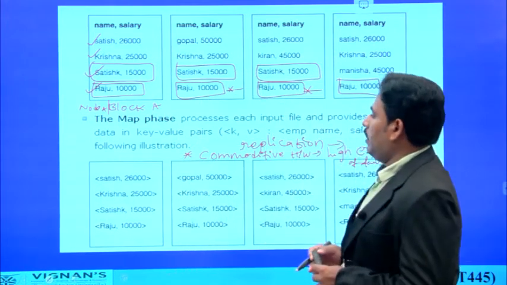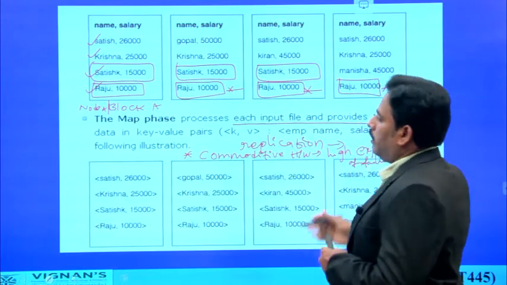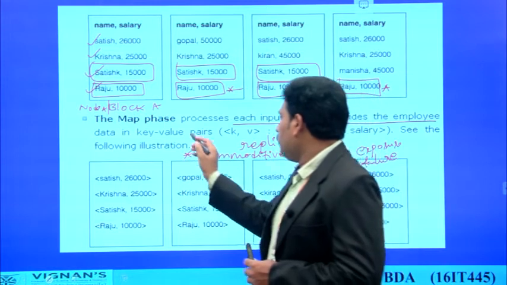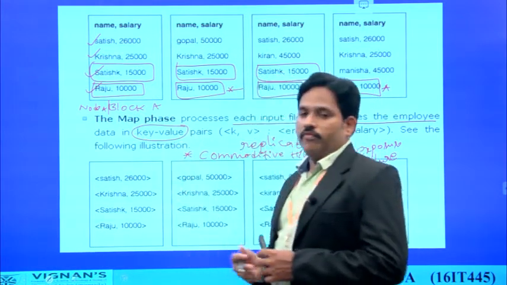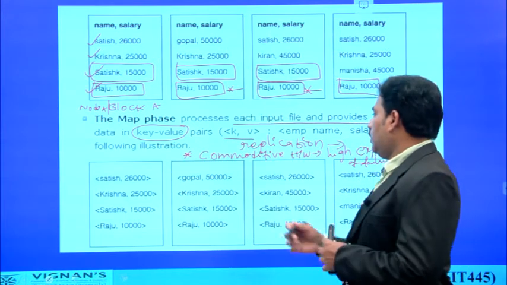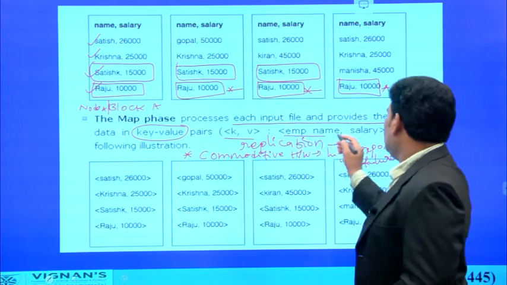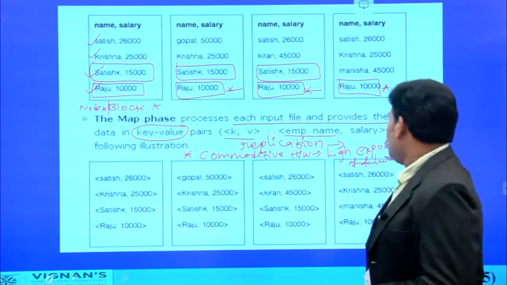Now, what will the mapper phase do? In the mapper phase, each input file provides the employee data in the key-value pair format that we know from earlier. Every piece of information will have a key and its relevant value, that is, K and V. Now, what are K and V here? Here K is the employee name and the value is the salary of an employee.